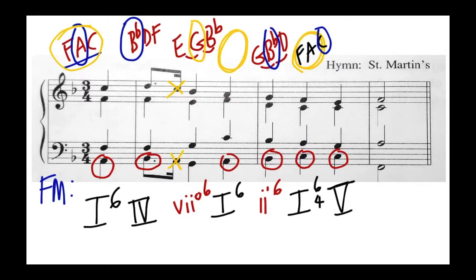Alright, and then our last chord is once again an F, A, C chord, or a tonic chord. And this tonic chord has as its lowest note the note F. So it's in root position. So we'll just call this tonic.